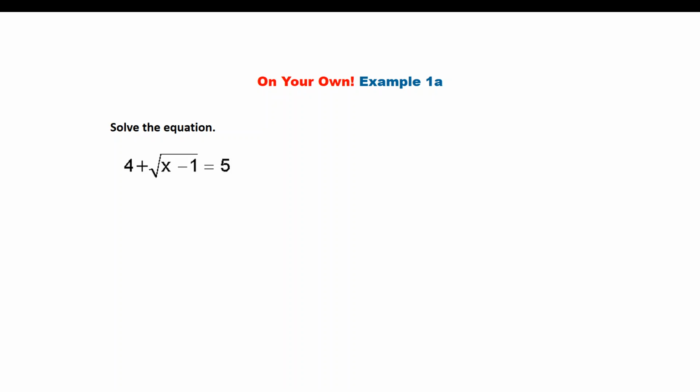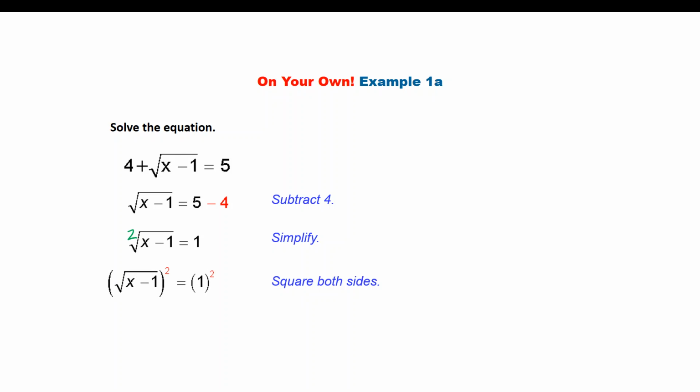Okay, so I hope the first thing you remembered to do is isolate your radical by itself. So hopefully you subtracted 4 from both sides, and we get the square root of x minus 1 equals 1. And notice our index is 2, so all we have to do is square both sides now. When we do that, we end up with x minus 1 equals 1. Add 1 to both sides, and we get x equals 2.